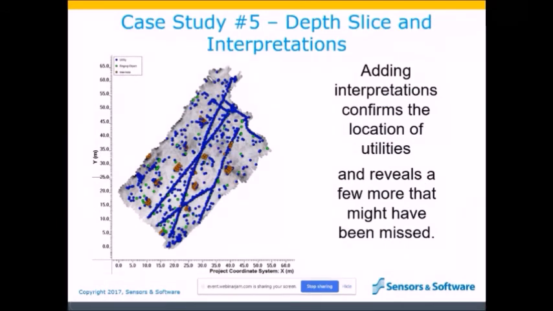When the depth slice and colored interpretations were plotted together, this is what they got. They found a few linear targets that they did not see in the depth slices. They also found that many of the hyperbolas that they thought would be utilities turned out to be just point objects buried in the survey area. They also found that there were lots of metal debris scattered around the site in no particular pattern. Those are the green dots.